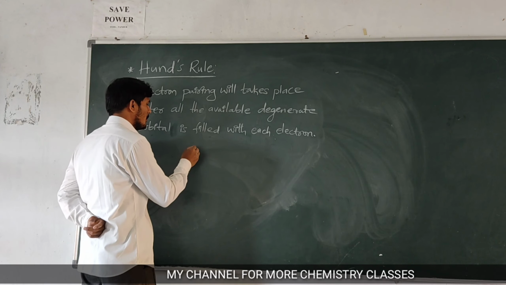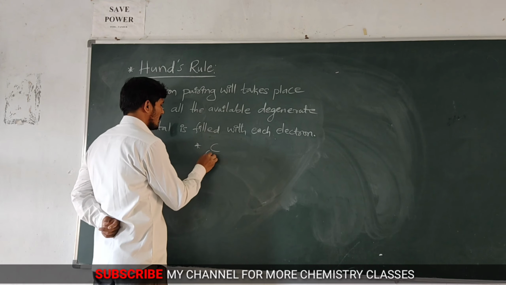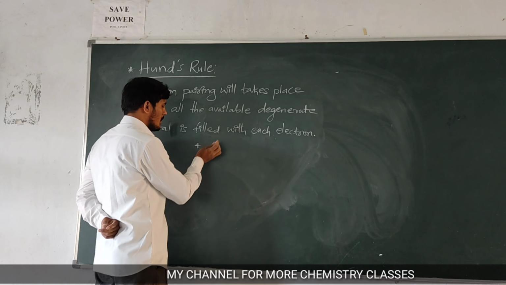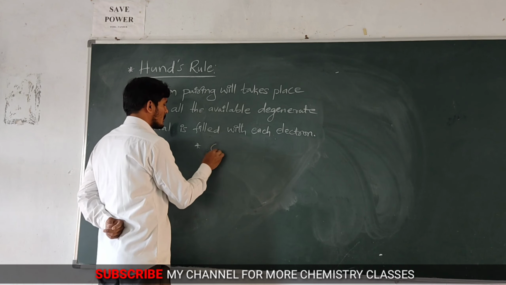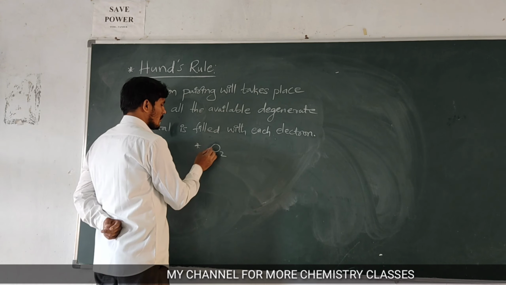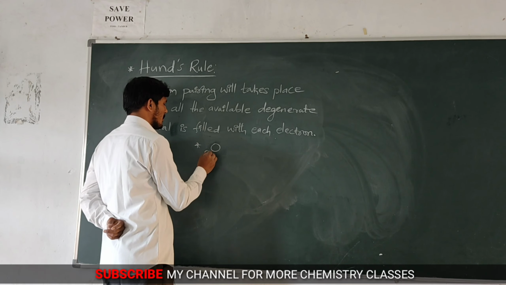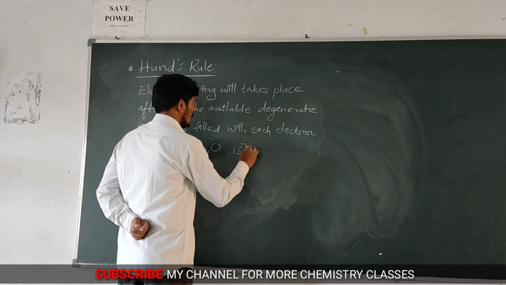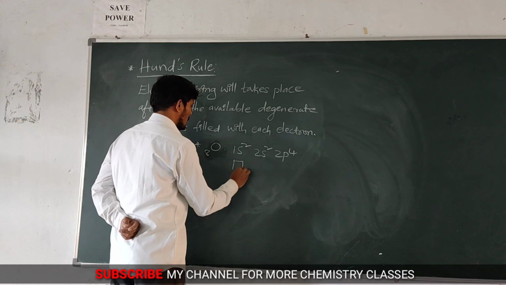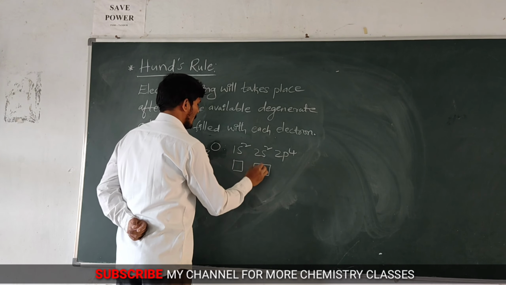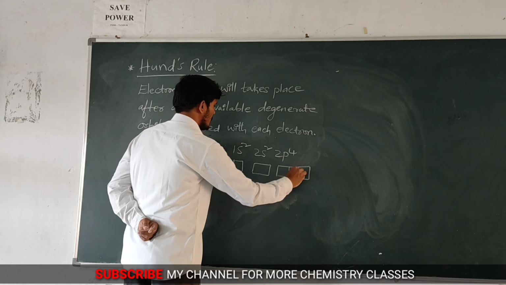For example, take the electronic configuration of oxygen. The atomic number of oxygen is 8. We write the electronic configuration 1s2, 2s2, 2p4. Write the orbitals like this. s has only one orbital, and p has 3 orbitals.